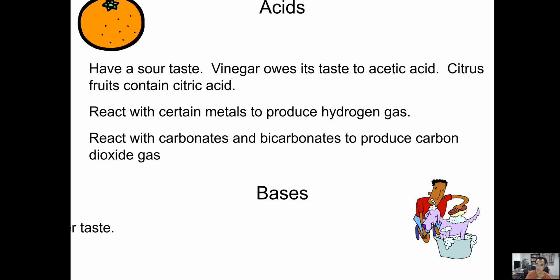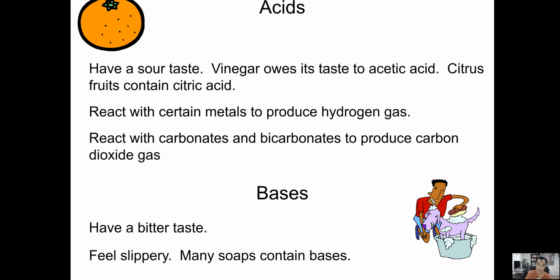Bases, on the other hand, are the opposite, and so they generally have a bitter taste. A great example is soap, and bases actually feel slippery. In fact, if you touch sodium hydroxide that is not in a soap form, which is also commonly called lye, it feels really slippery. And I'd say the majority of soaps contain some form of base.